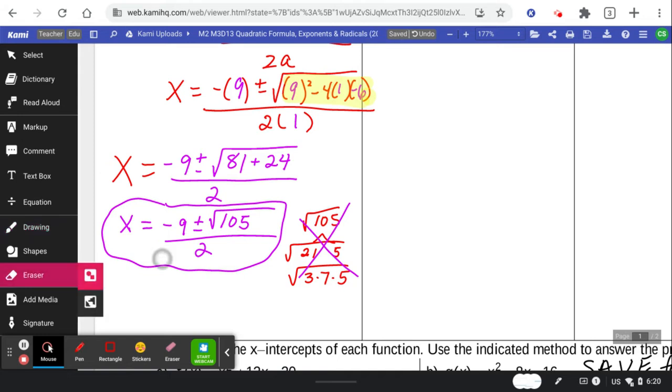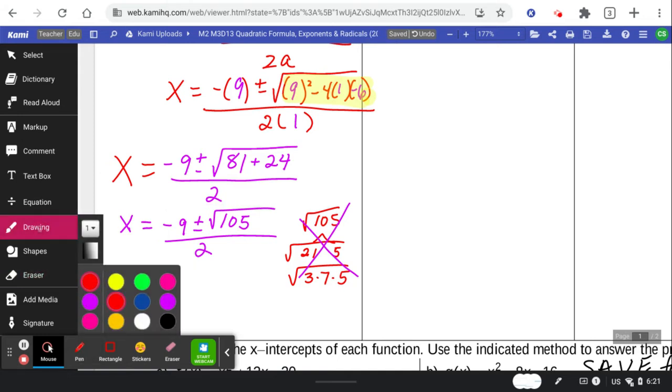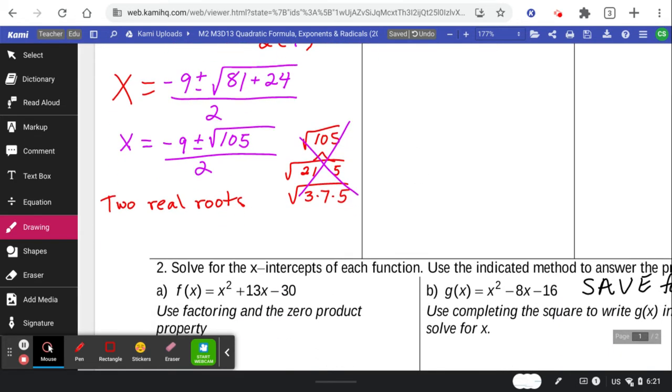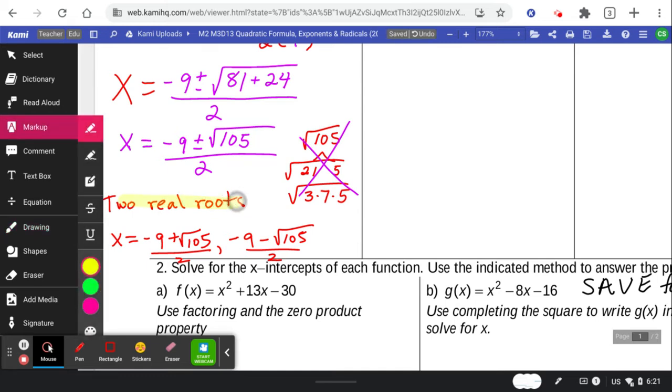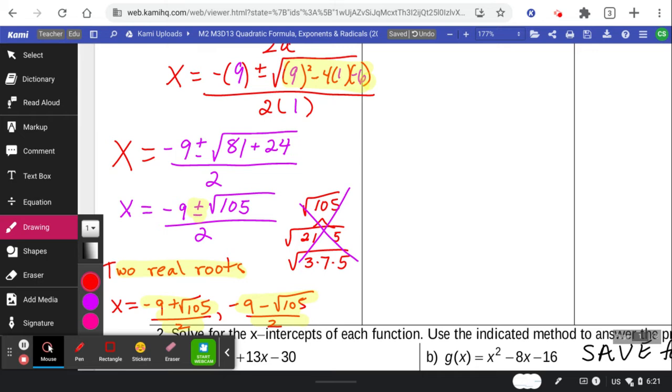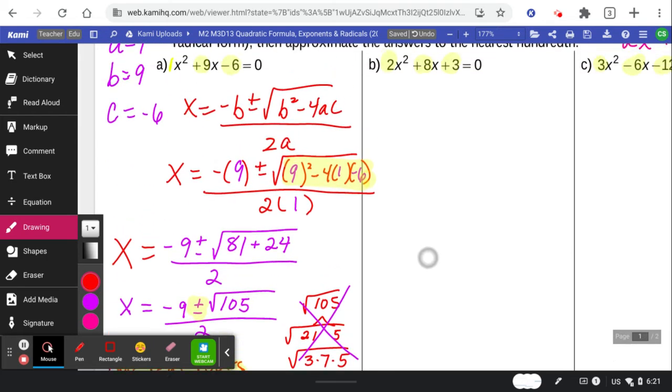for my answer. And this answer is telling me that we have 2 real roots. What that means is you have 2 answers. The first answer is negative 9 plus root 105 over 2. And the second answer is negative 9 minus root 105 over 2. I just want to be clear that you can see that there are 2 answers here, this one and this one, if I break up the plus or minus. Okay, for real, pause this video and go try the next one on your own.